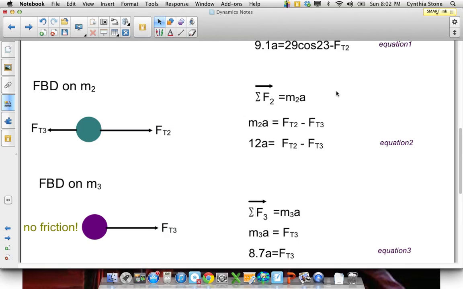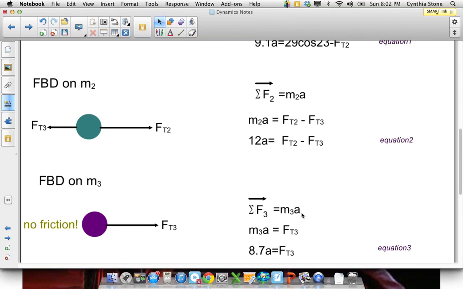So the problem is, with these two equations that I've got so far, I've got 3 unknowns, because I've got A in them both, and I've got T2, but I don't have T3. So you can't solve 2 equations, 3 unknowns. We need another equation. So looking at the free body diagram of the third mass, since there's no friction, there's nothing holding this thing back, all I've got is the tension pulling it forward. Okay? So M3 times A is my net force, so that'll be equal to FT3. So just subbing in 8.7 kilograms, here's my third equation. Okay?